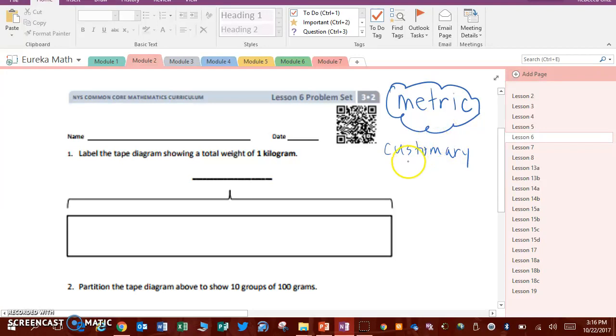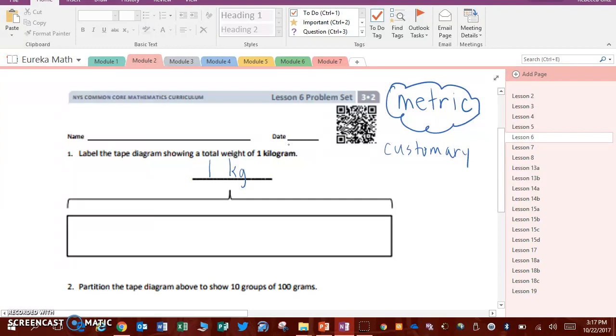Okay, and so when we talk about the customary system of mass, we're talking generally about pounds and ounces, which you've probably heard of before. But today we're focusing in on this idea of a kilogram. So problem number 1 says to look at the tape diagram and label it showing the total weight of 1 kilogram. So to do that, we're going to do our label up at the top. Notice how it's bracketing the whole tape diagram, and we call that 1 kg. Kg is the abbreviation for kilogram.